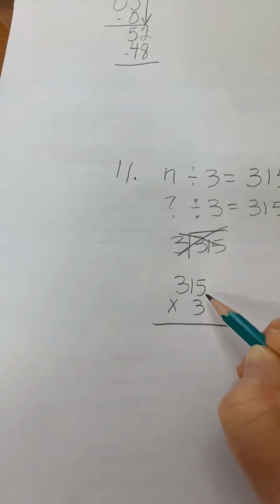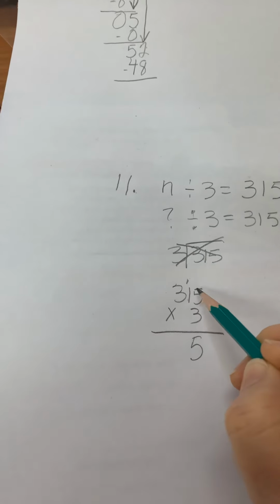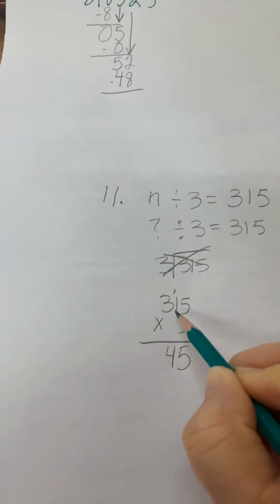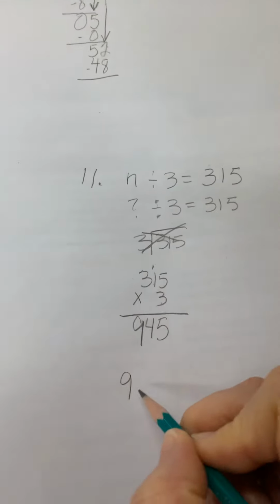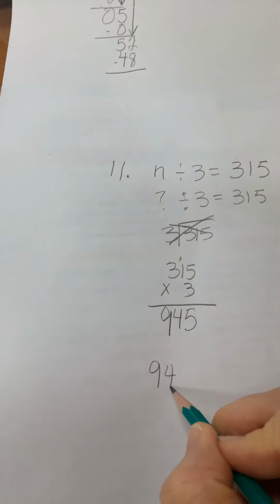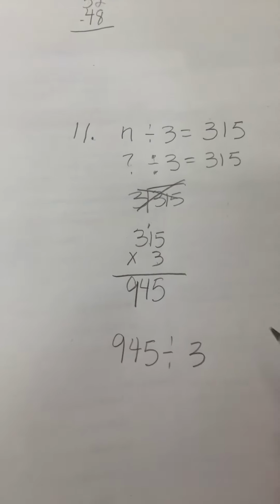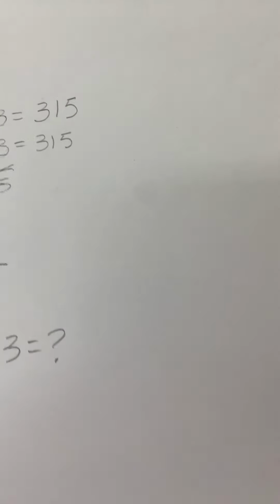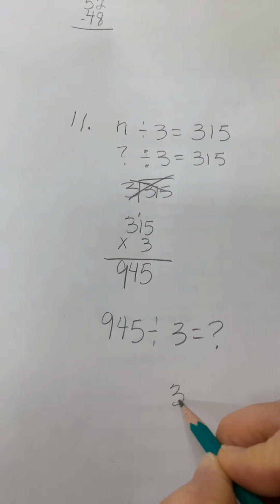So 3 times 5 is 15. So I'm going to regroup. So 3 times 1 is 3, and 1 more is 4. And 3 times 3 is 9. So now if I take my 945 and I divide it by 3, what am I going to get?